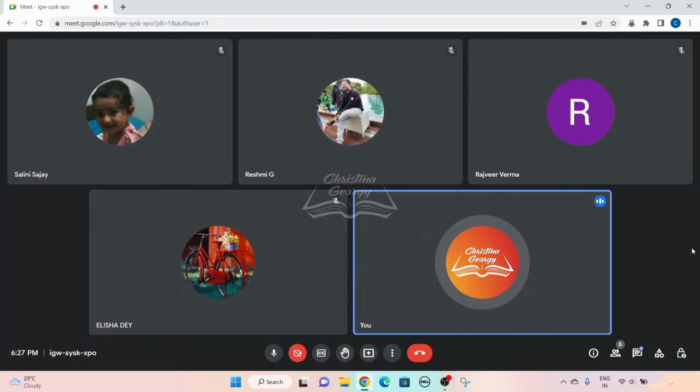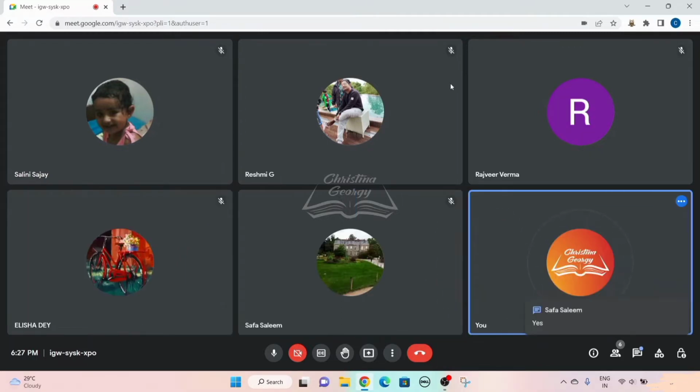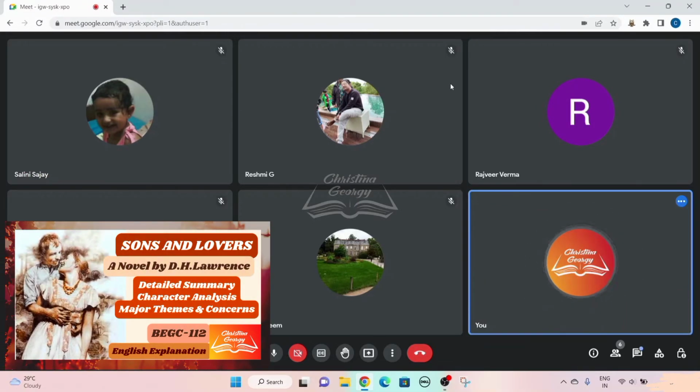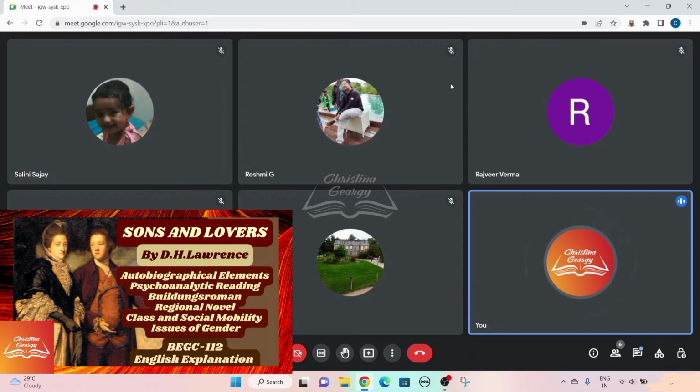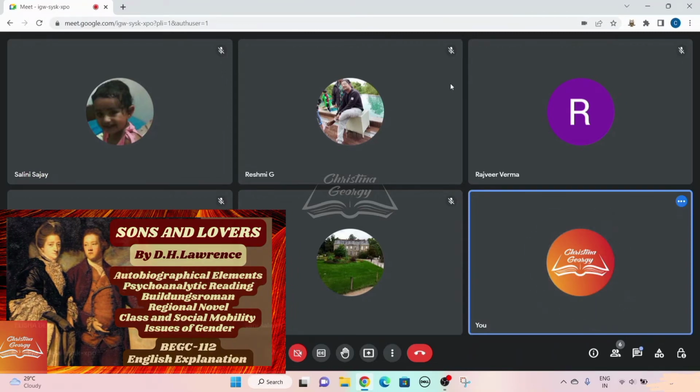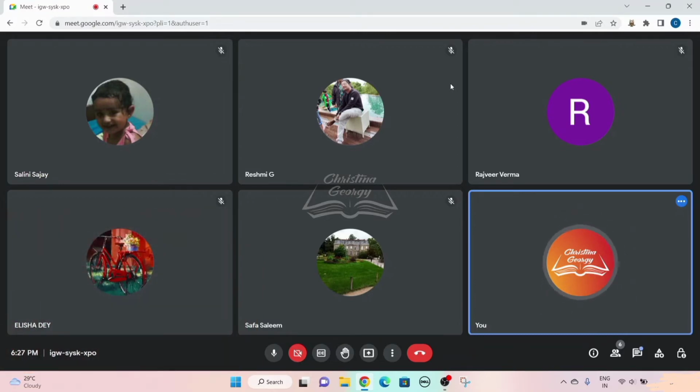Today we will deal with the course code BEGC-112, which is titled English Literature Early 20th Century. In our last session we discussed Sons and Lovers, which is a very popular modernist novel written by D.H. Lawrence. Today we will focus our attention on yet another interesting novel titled Mrs. Dalloway, written by Virginia Woolf.